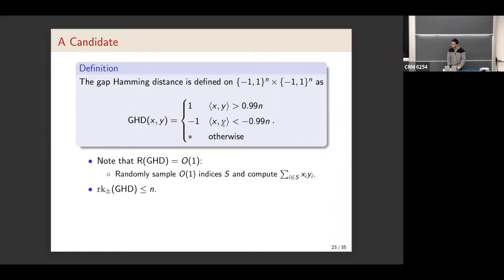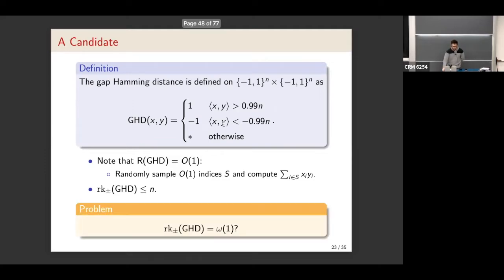What about psi rank? Psi rank is already at most n from just this representation. This is a representation, right? You're representing x and y with vectors in R^n. Now the question is, can we prove a lower bound for this? Can we show that psi rank grows?